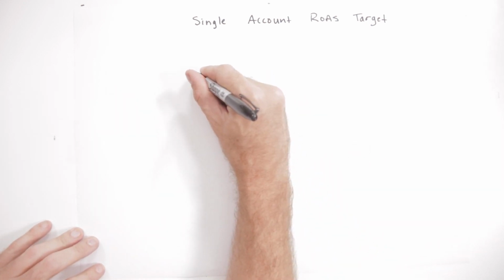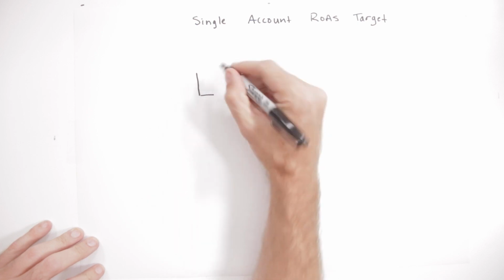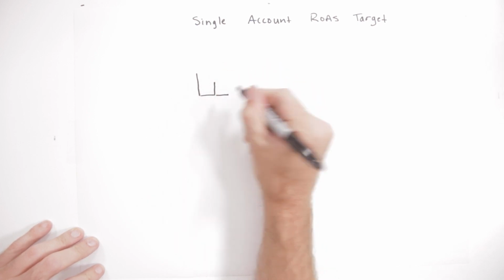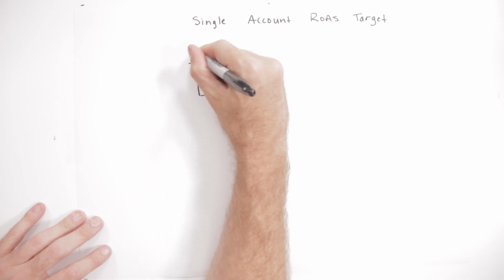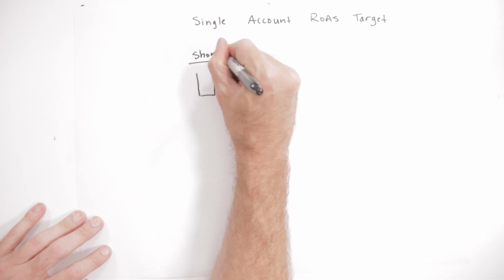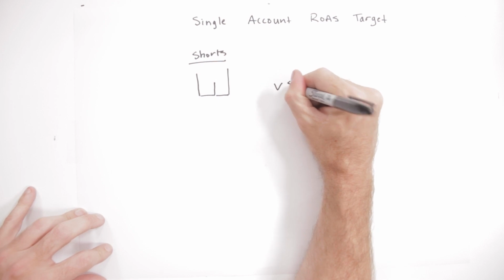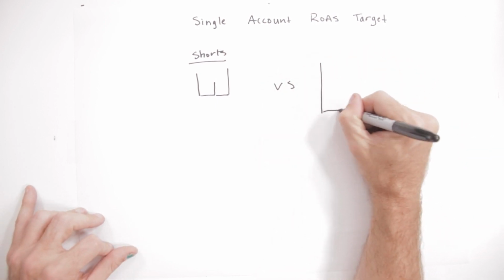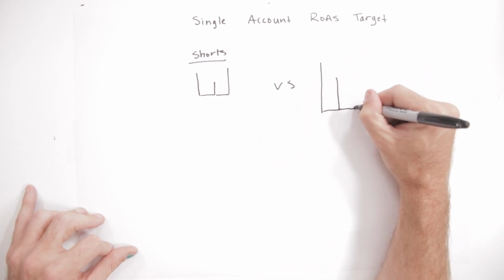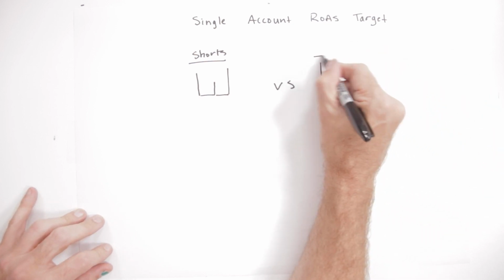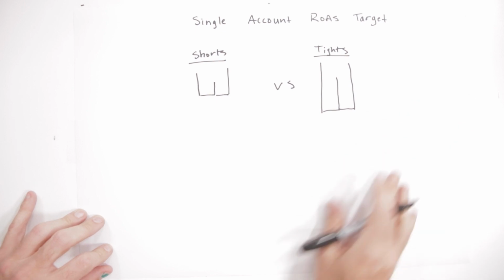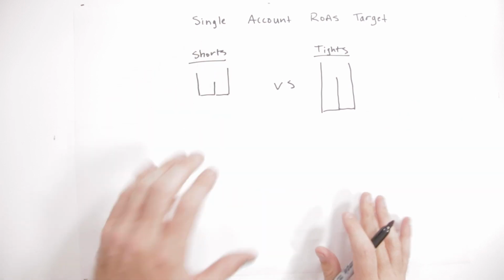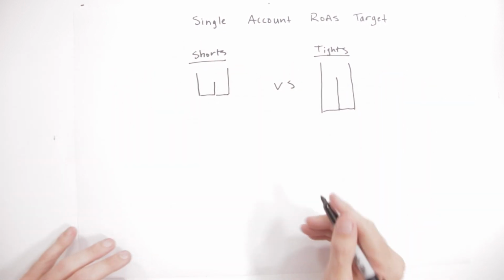Today I'm going to show you why this is really damaging for both your scale as well as your bottom line. And we're going to use a real example, a client of ours, and compare shorts versus tights. The sale of two different SKUs at their account target. So this is the sale of shorts, which we'll analyze here, versus the sale of tights.